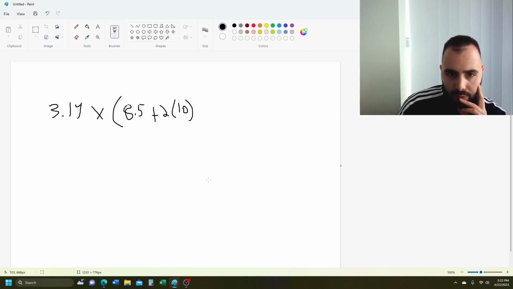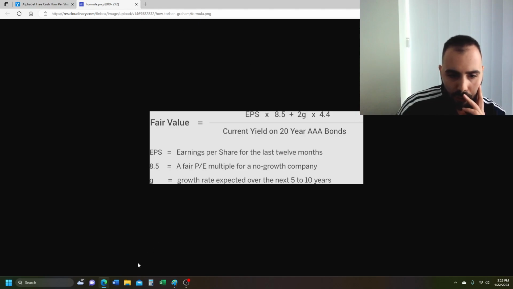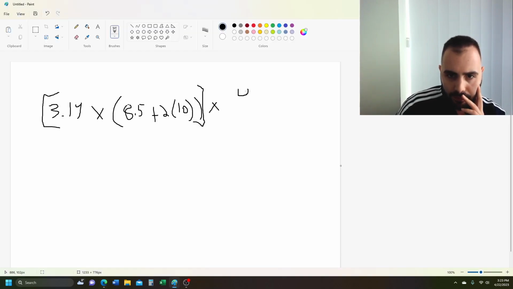So let's look at it here. 8.5 plus 2 times 10. And then we take all of this and we multiply it by, in this case, 4.4 divided by the current interest rate. Let's just put AAA bond. Okay?